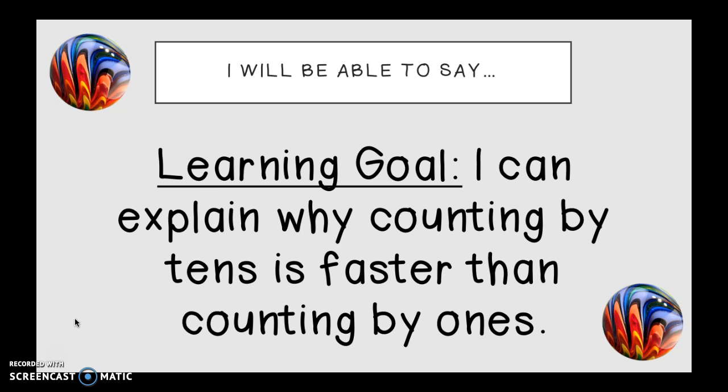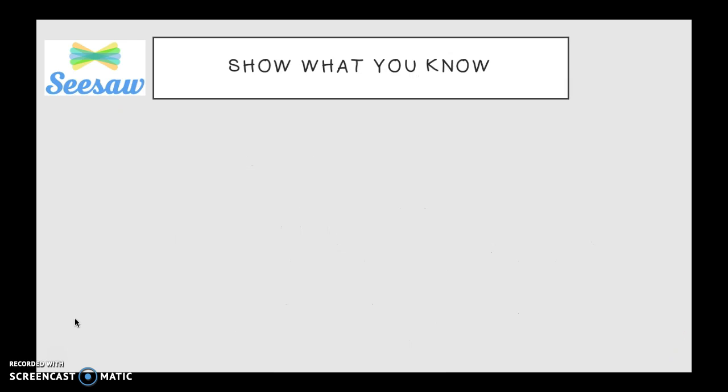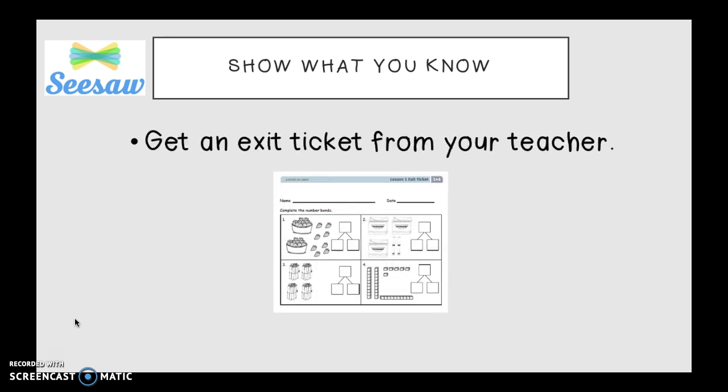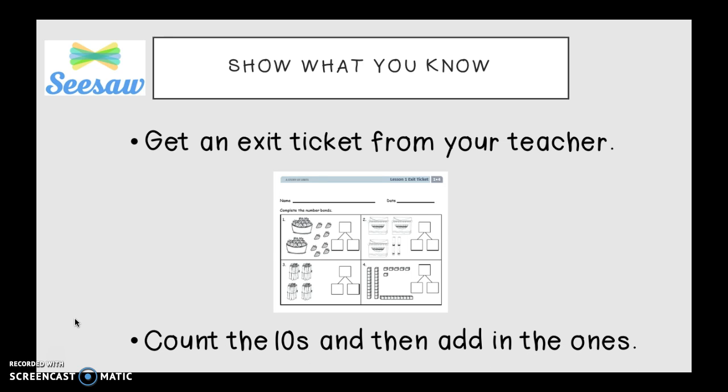Well done. Now it's your turn to show what you've learned. I want you to first get an exit ticket from your teacher. It's going to look something like this. Then I want you to fill in the number bonds. I want you to count the tens, put that as a part, count the ones that are left over, that's the other part, and then add them together to find the whole amount for the number bond.